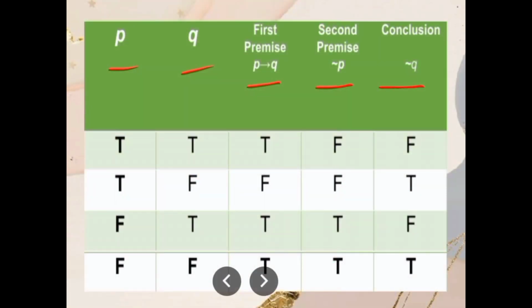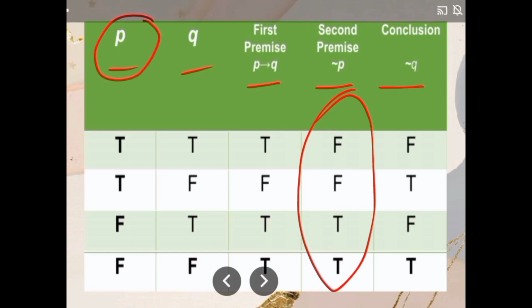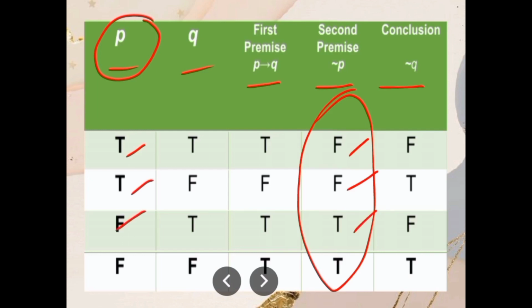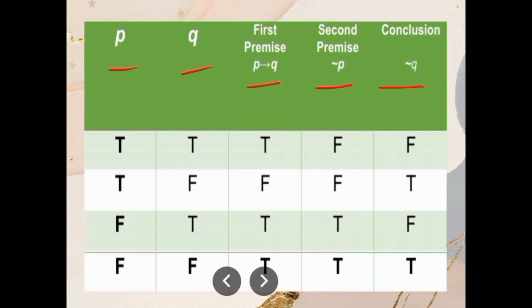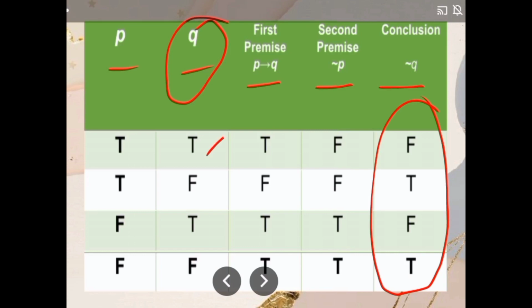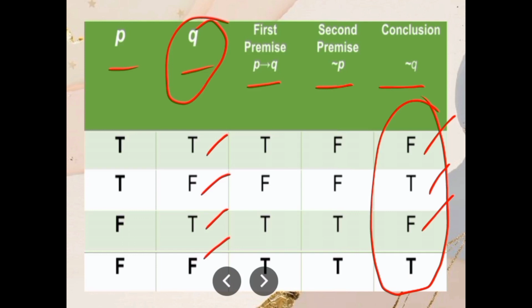Next column is second premise, not P. So in order to get this value, we need to negate the value of column P. So true became false, true became false, false became true, and false became true. Last column is conclusion, not Q. So we will get these values also as we negate the value of column Q. So true became false, false became true, true became false, and false became true.